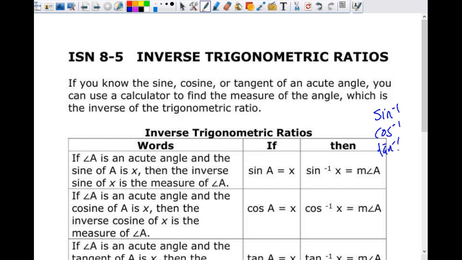Sometimes you'll hear me say arctangent, or arcsine, arccosine, arctangent. Sometimes I label it as a sine, a cosine, a tangent, like this. There's a bunch of different ways to label it, but on your calculator, the Texas Instruments uses this notation. They all mean the same thing.